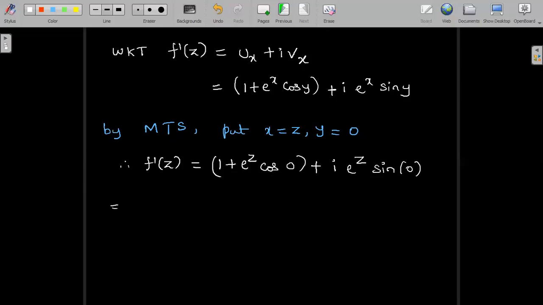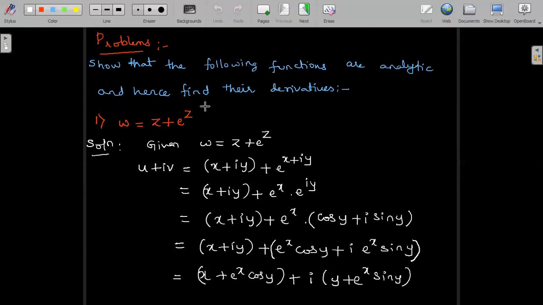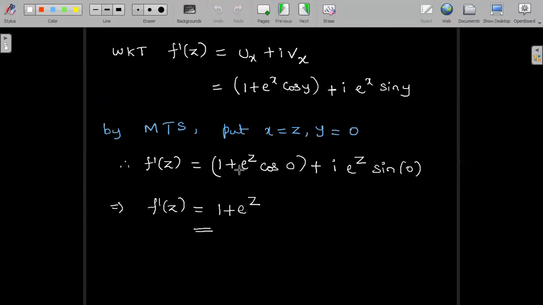So this gives us f dash of z is equal to 1 plus e power z. And is that the required answer for us? We know from the question that f of z is given by z plus e power z. So differentiation dw by dz is nothing but 1 plus e power z. Differentiation of z with respect to z is 1, plus differentiation of e power z is e power z itself. And that is what we have obtained, the answer as 1 plus e power z. So this is how we prove the given function is analytic, and hence find the derivative of it.